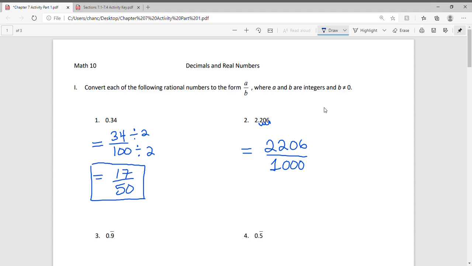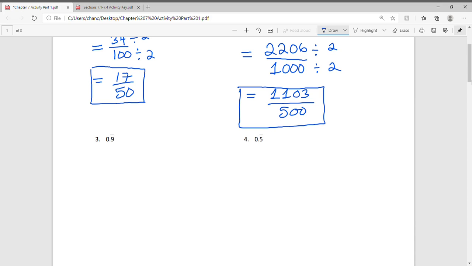Now let's check for a common factor. Let's divide the top and the bottom by a common factor. Again, the common factor here is 2, so let's divide the top and bottom by 2, and I get our solution is 1,103 over 500.